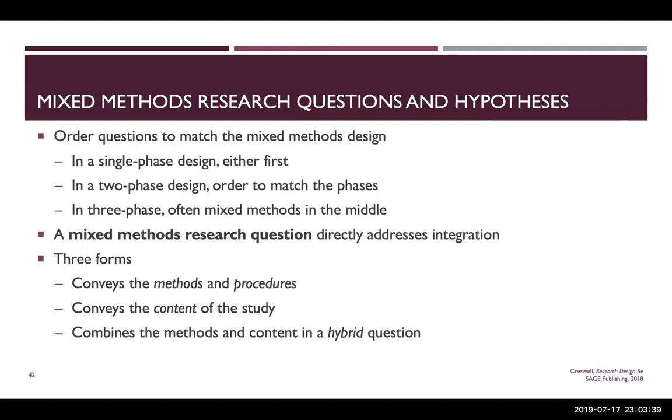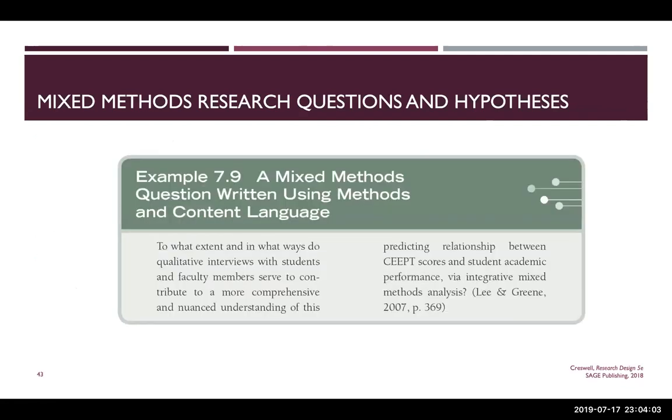So with mixed methods, you want to talk about what order the research is going to happen. Is it going to be quantitative then qualitative, qualitative then quantitative, or simultaneously? There's lots of different ways to do that. We'll talk about that in a few weeks. And it informs the methods, the procedure, the content, and then why we're doing it in a hybrid quantitative, qualitative way. Here's an example of mixed methods using methods and content language. This is a research question.